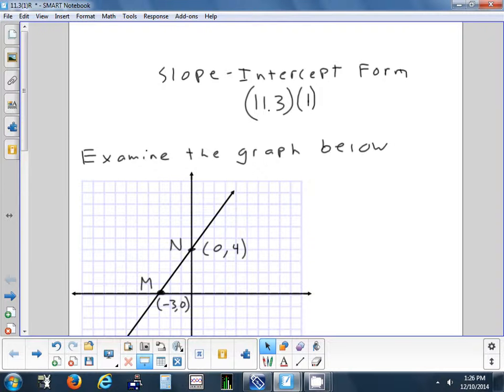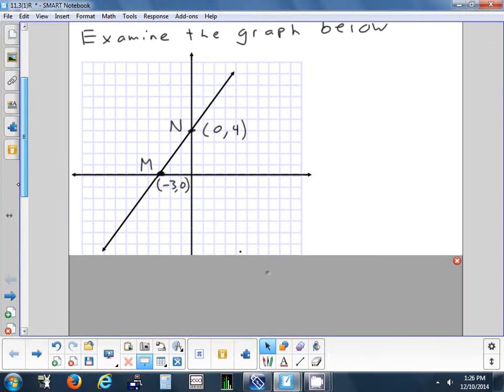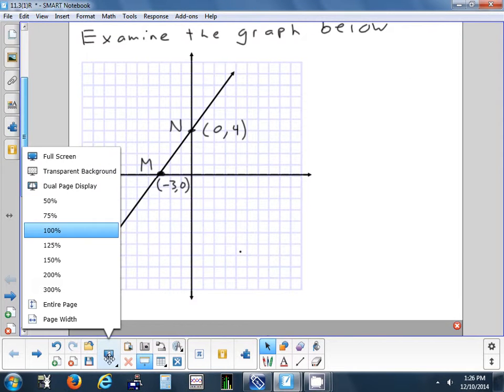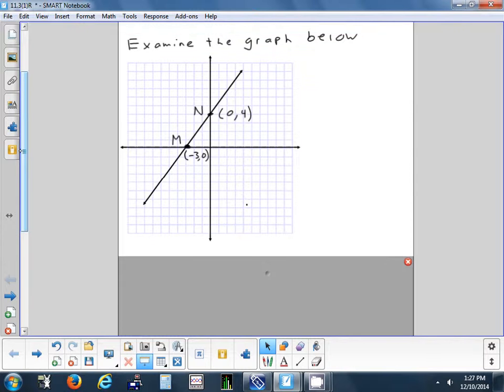Okay, let's take a look at this graph. Hey guys, this is just review, this intro stuff. It's not on your guided notes, so don't worry about it. Just listen. We're going to talk about a couple things called intercepts. If you look at the title of the lesson, slope-intercept, what we're doing today has something to do with that. And I've labeled two special points here, M and N.